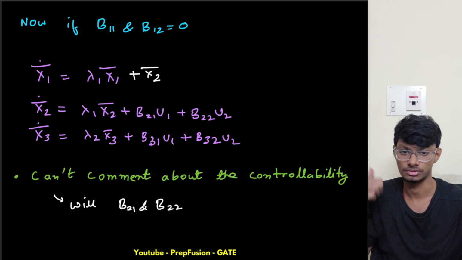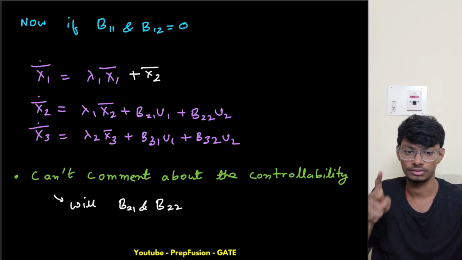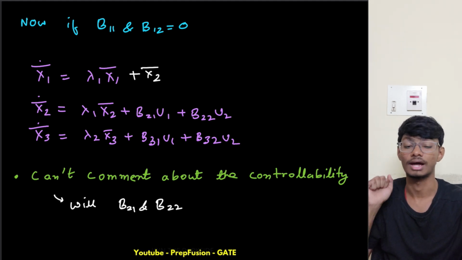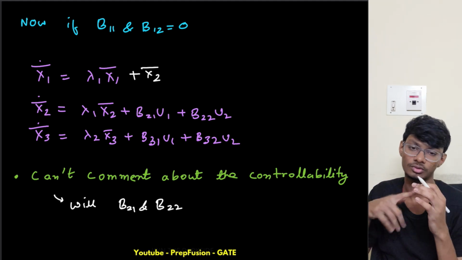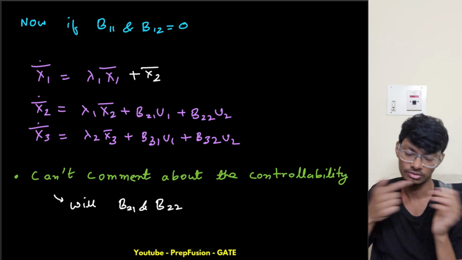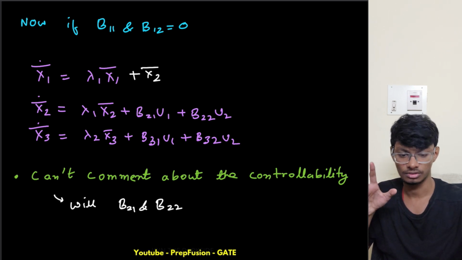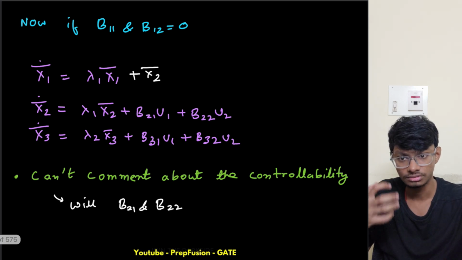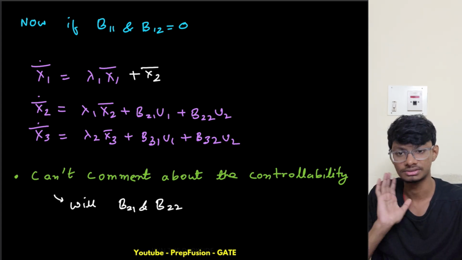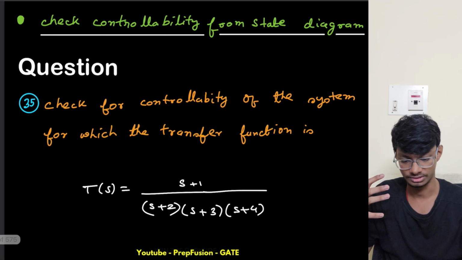Then I won't be able to control the x1 also. So that's why the last row of the Jordan block states that the B matrix has to be non-zero corresponding to the last row of the Jordan block. Okay, that is very important. That is basically the intuition behind the Gilbert's test rules. Now let's do a few questions and from there we'll understand.